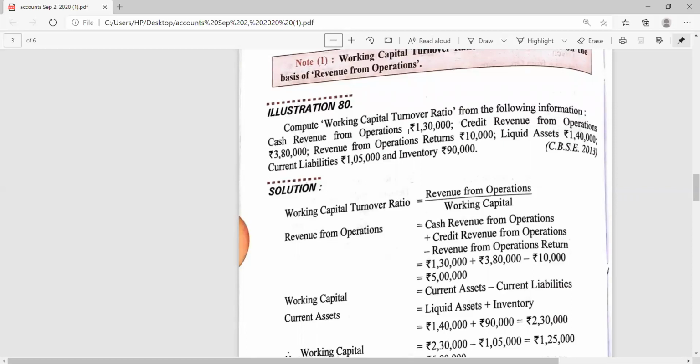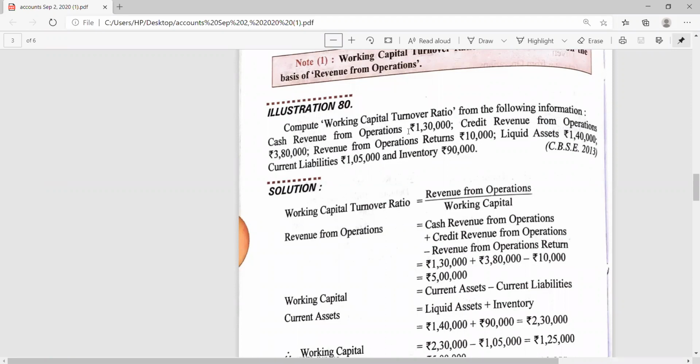Cash revenue from operations are given over here. Credit revenue from operation are also given, and revenue from operation returns are also given. What to do? We have to add both cash revenue from operation as well as credit revenue from operation. By adding both, we will get the total revenue from operation. And if we deduct the returns, we will get net revenue from operation.